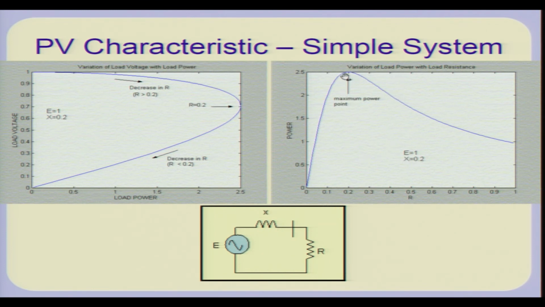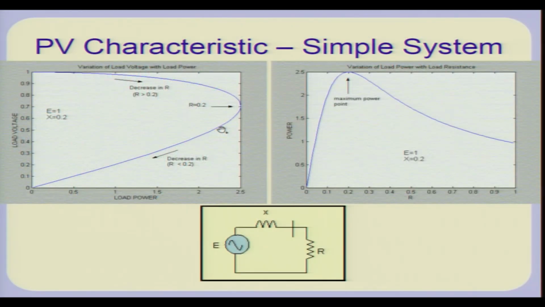After that point, any further reduction in R reduces the amount of power. Now, this is in fact what is known as the static PV characteristic of such a system. If you are here, any reduction in R will cause the voltage to drop and also the power to drop. The voltage drops much faster after this point. So, voltage drop and power drop will be experienced once you cross this point.